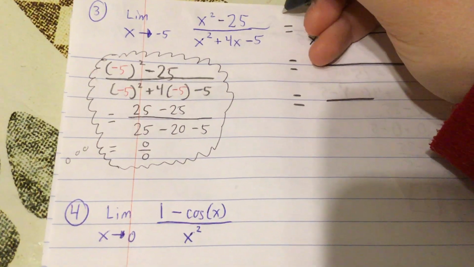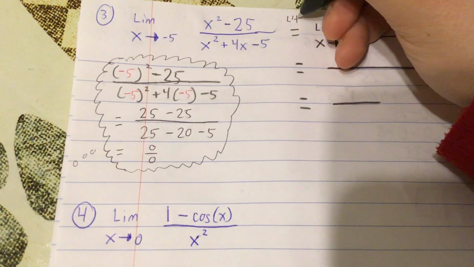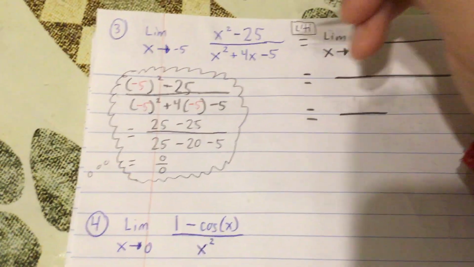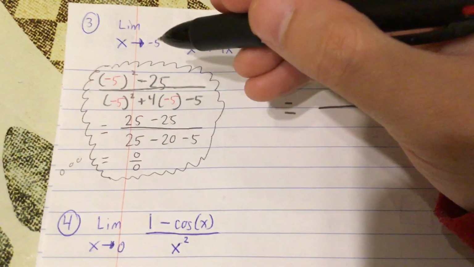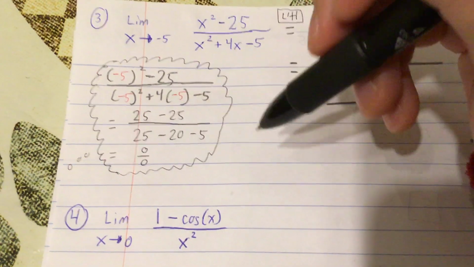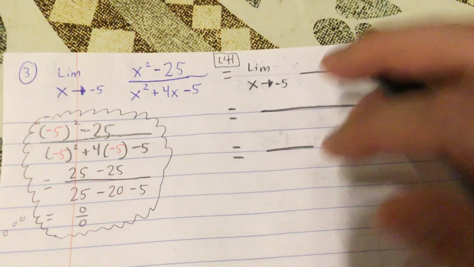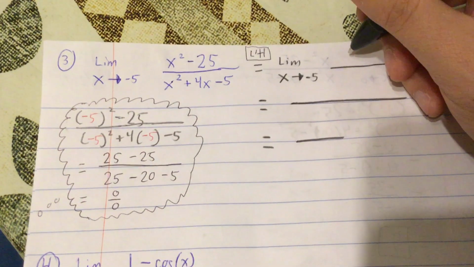L'Hopital rule. So L'Hopital rule states that if the limit as x approaches negative 5 creates 0 over 0, you have a top, you have a bottom, take the derivative of the top, take the derivative of the bottom, and hope that that problem goes away.